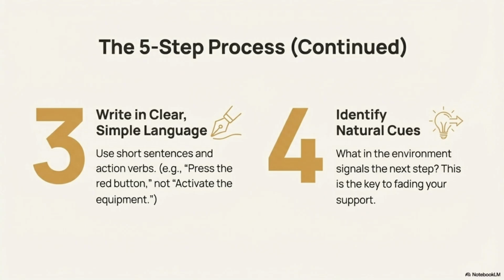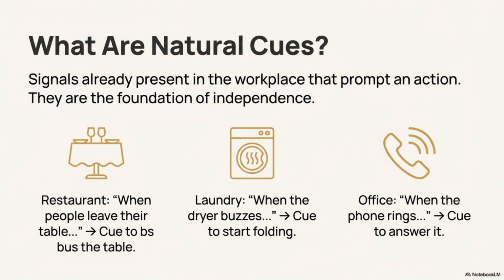Step 4. Identify natural cues. This is important. For each step, ask yourself, what in the environment tells the person to do this step? Natural cues are signals that are already present in the workplace. Examples. When people leave their table, that's the cue to bust the table. When the laundry comes out of the dryer, that's the cue to start folding. When the phone rings, that's the cue to answer it. Natural cues are better than job coach prompts because they'll still be there after you fade out. The person learns to respond to what's actually in the environment, not to your voice telling them what to do.